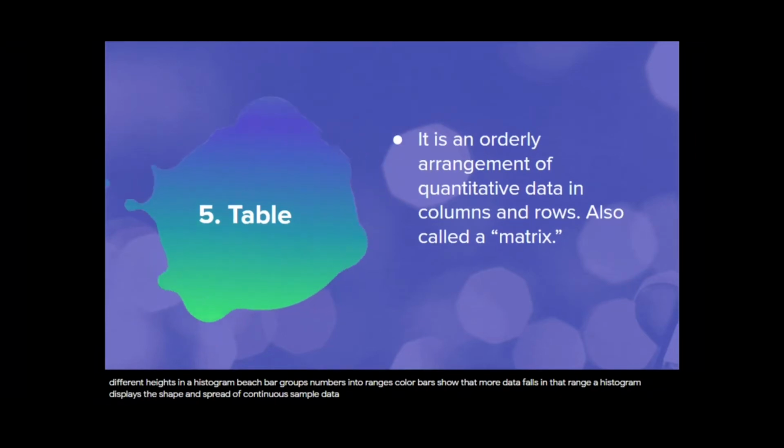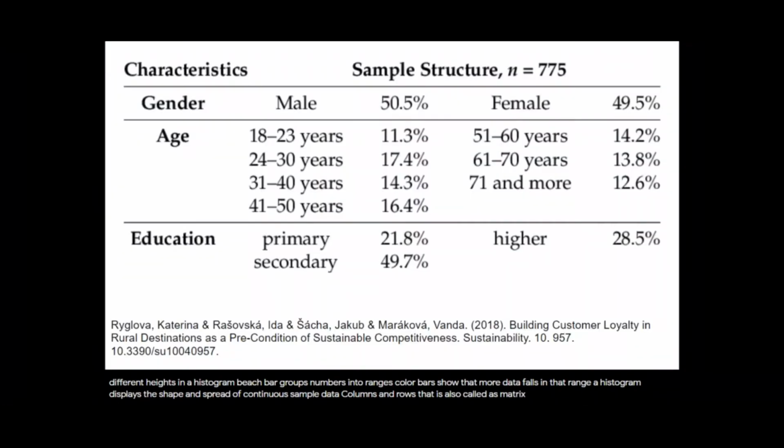Lastly, table. It is an orderly arrangement of quantitative data in columns and rows. It is also called as matrix. Tables are easily created using programs such as Microsoft Excel. Tables and figures in research papers are wonderful ways of presenting data.